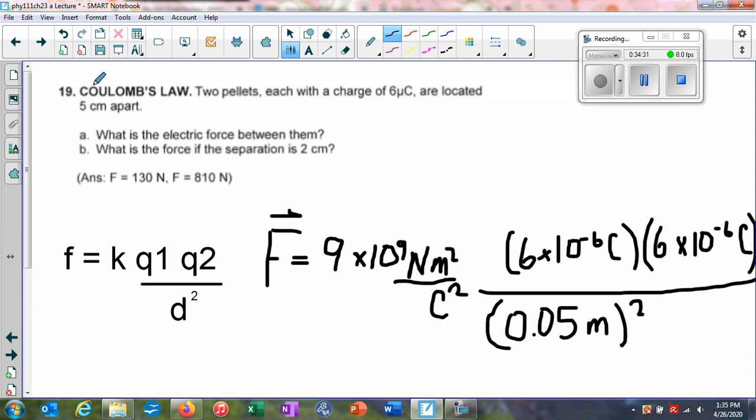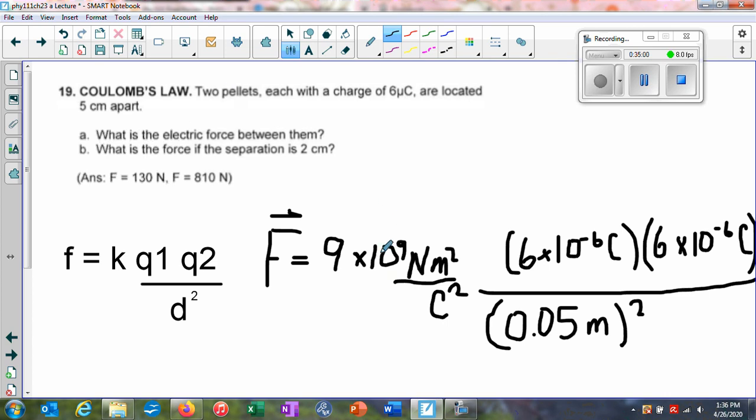All right. I'm going to use Coulomb's law here. I know that Coulomb's law describes a force. The force is equal to Coulomb's constant multiplied by the charge on one body times the charge on the second body, because Coulomb's law describes the force between two charged particles. So it's Coulomb's constant, charge on the first particle, that's what Q1 is, times charge on the second particle, that's what Q2 is. And then all of that is divided by the square of the distance between them.